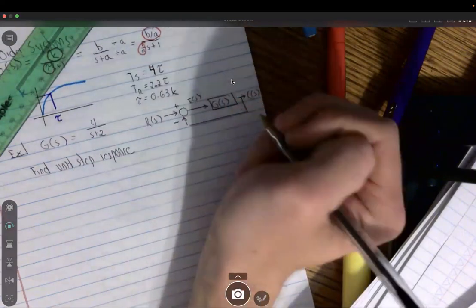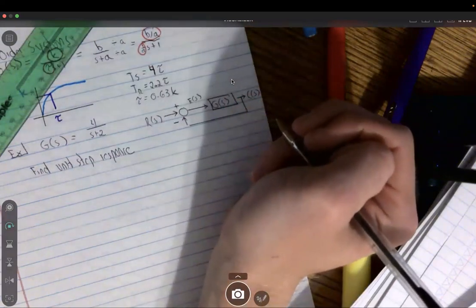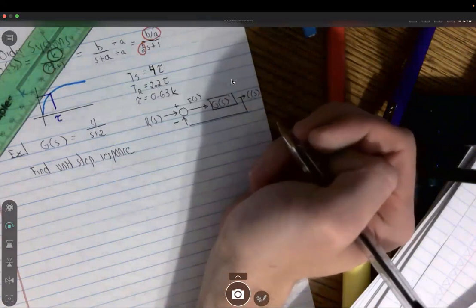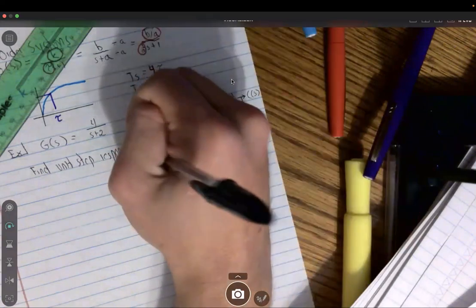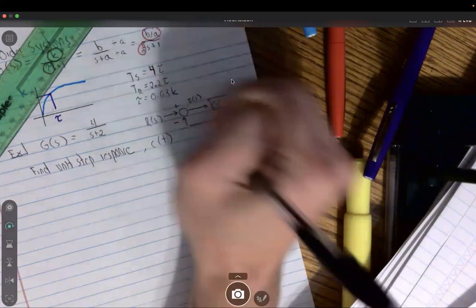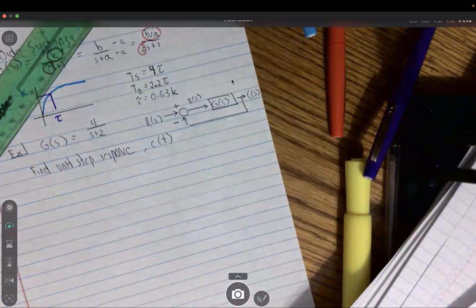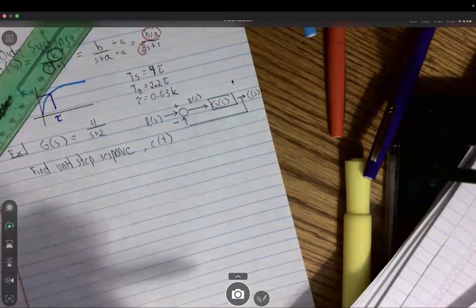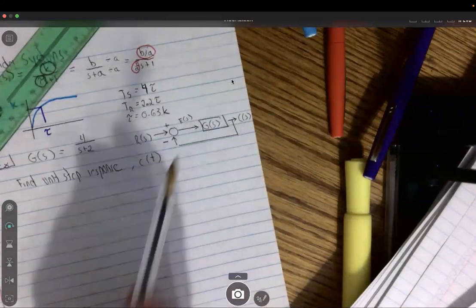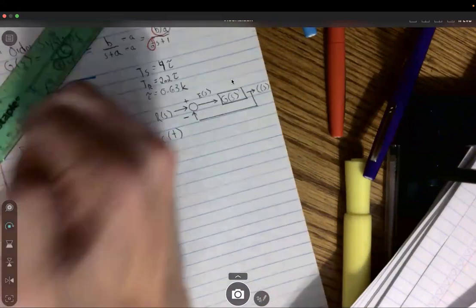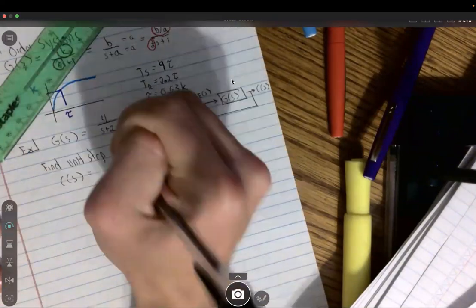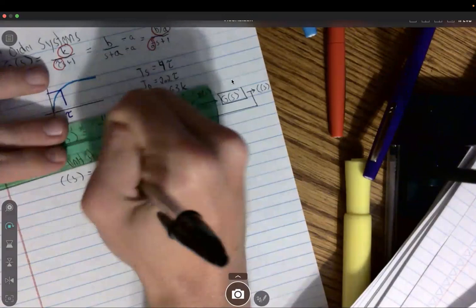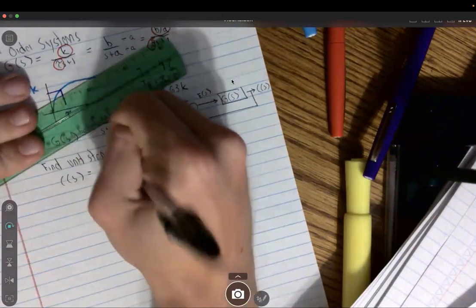What we need to do here is find our C of T. That's what our unit step response is, C of T. Looking specifically at our system, how would you find C of S? This is just a simple transfer function. C of S is equal to G of S all over 1 plus G of S times, and then what's your input here?